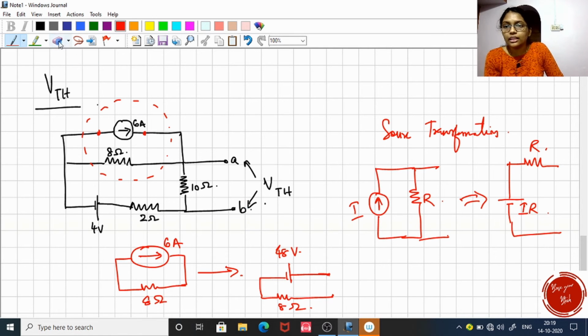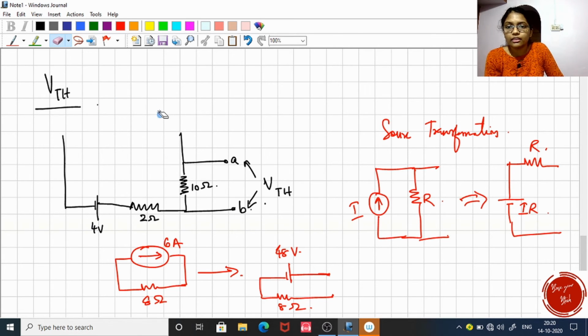Let me replace these two branches and draw the same circuit with 48 volt and 8 ohms. Remember, this 48 volt has the polarity negative on the left side and positive on the right side. Students usually ask whether there is any order in connecting this cell and the 8 ohms. Just maintain the series connection between the battery and the 8 ohm. The order is not at all important.